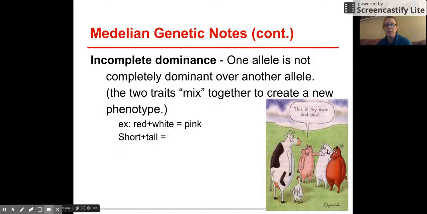Here's an example, you guys, my little pig comic here, okay? It says, this is my mom and dad, and then you can see there's like the darker red pig and the white pig, and they end up with a pink pig. Example here, you guys. What if short and tall, let's say a different plant other than pea plants? What if it wasn't completely dominant? Okay, what if they both were just sort of dominant and they mixed together? What would you end up with? You would end up with something in the middle. Okay, you would end up with some kind of height right in the middle.